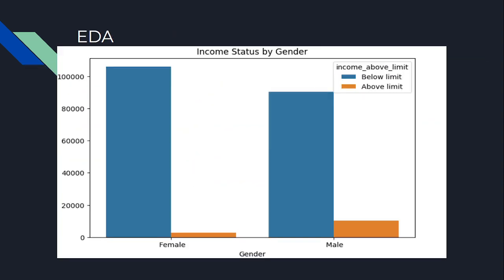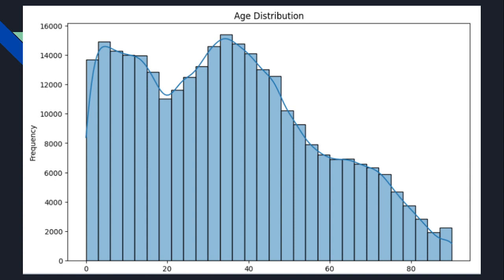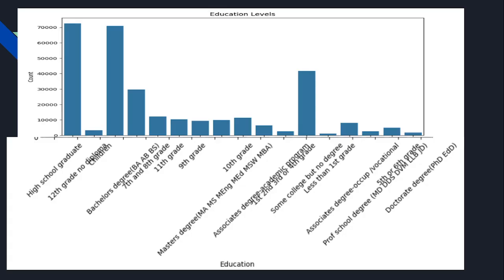And I performed some EDA for income status by gender and age distribution and education levels. If you see these plots, the persons with high school graduates are getting high salaries.